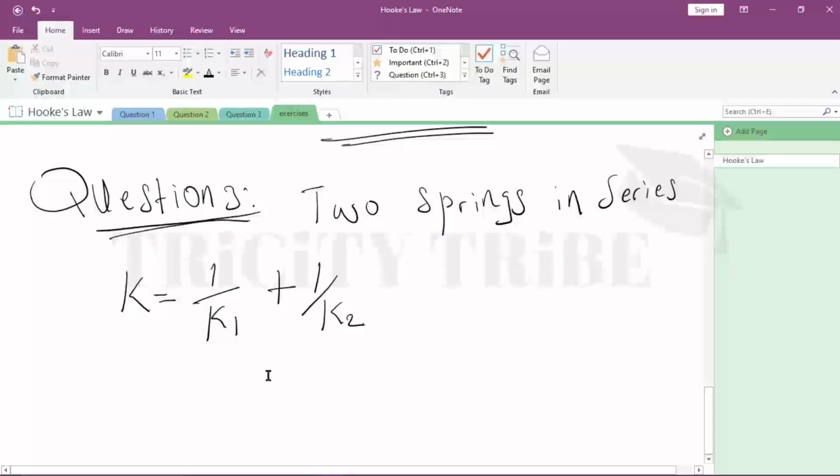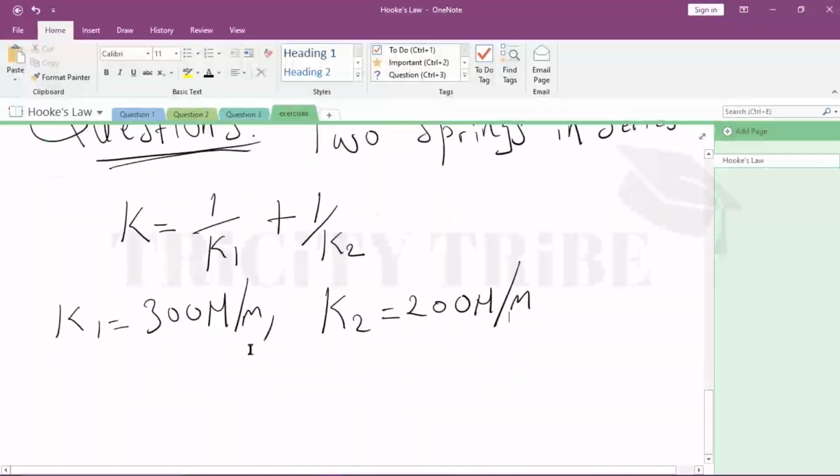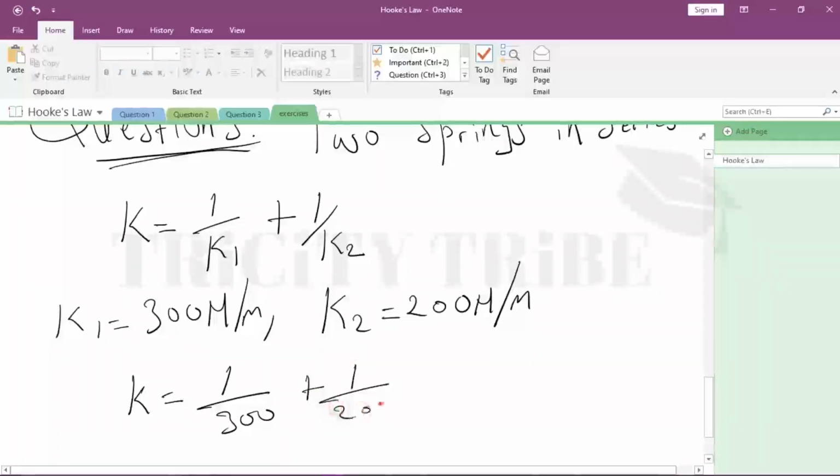We're told that the first spring has a constant of 300 Newton per meter, and the second spring has a constant of 200 Newton per meter. So what is the total spring constant in the system? 1 over 300 plus 1 over 200.